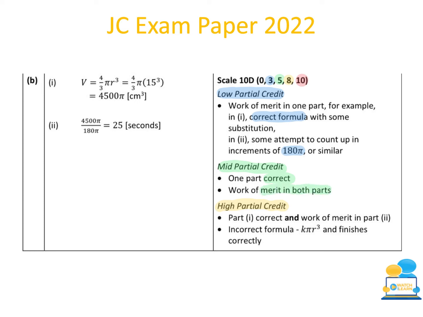And then finally, your high partial credits, which have given you 8 marks, meant you had part 1 correct, and then you had a good work of merit in the second part. And then maybe you may have put in the incorrect formula, but you still managed to finish the question correctly. So you made a mistake maybe at the start, but everything else was correct. They still would have given you 8 out of 10 marks there.